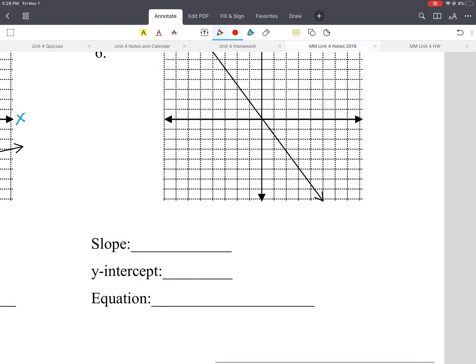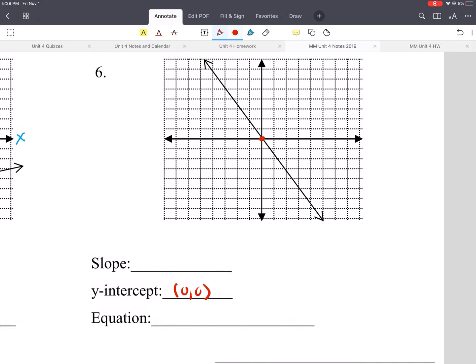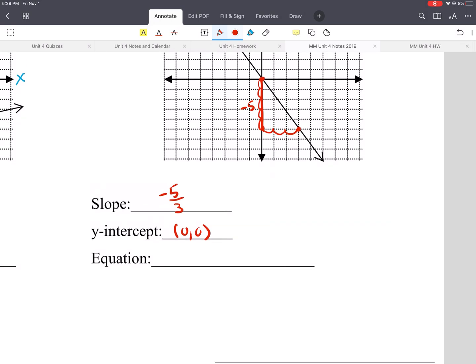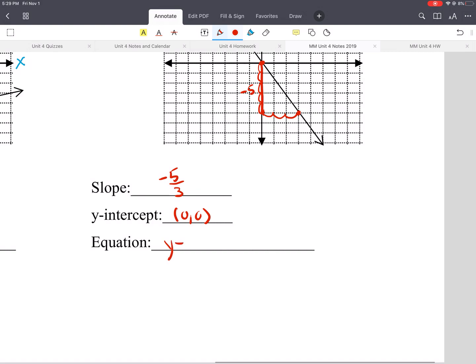Here's another example. Here, easily, our y-intercept would be 0, 0. And we want to find some sort of another point where we could do our slope. So we'd go down 5, 1, 2, 3, 4, 5, negative 5, and then we'd go over 3. Okay? And then the equation would be y equals negative 5/3 x plus 0. Or just leaving it like that would be sufficient.